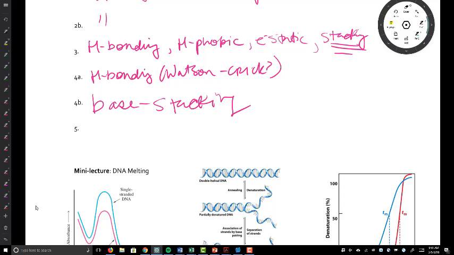So probably the base stacking is going to be really big right now. The base stacking, the hydrophobic effect, the electrostatic repulsion of the backbone, it's all of those things together. But we have to think about the base stacking in terms of what lines up the bases as well. And the point of this exercise is for you guys to see that base stacking matters.